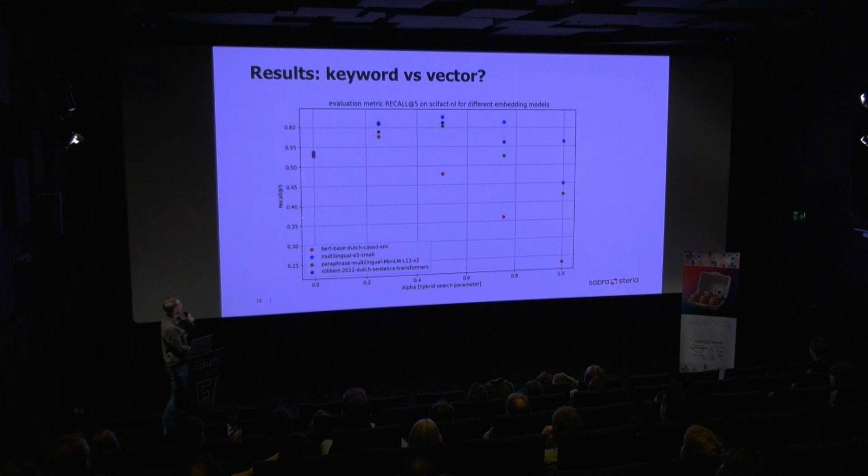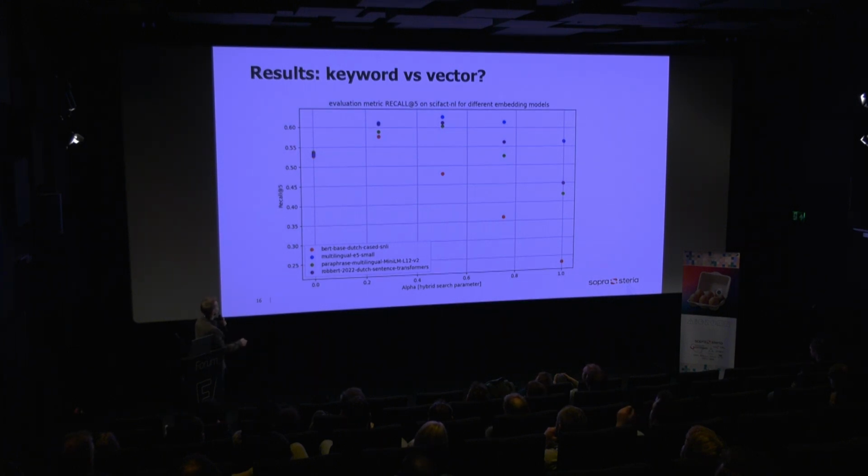So on the x-axis here we see recall 5, one of the metrics that I've explained before, so the odds of finding something in the top 5. Here we see the alpha parameter, which basically states how much vector search we're using. So 0 would be only keyword search, and 1 would be only vector search. And we can see here, of course, that when you don't use the vectors, all of the different models score the same. So again, sanity check.